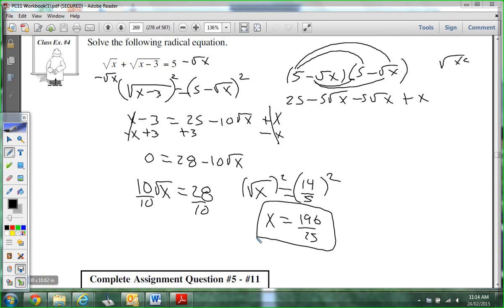You can verify it by plugging it in to the beginning and make sure it works. This would definitely be a calculator verification, probably a little easier for you. So just plug that in for the x's and make sure that it works.